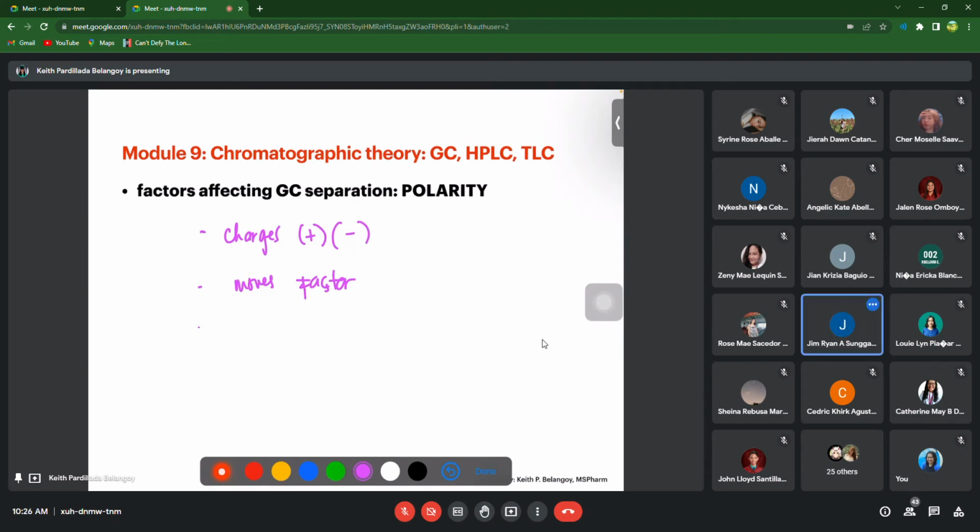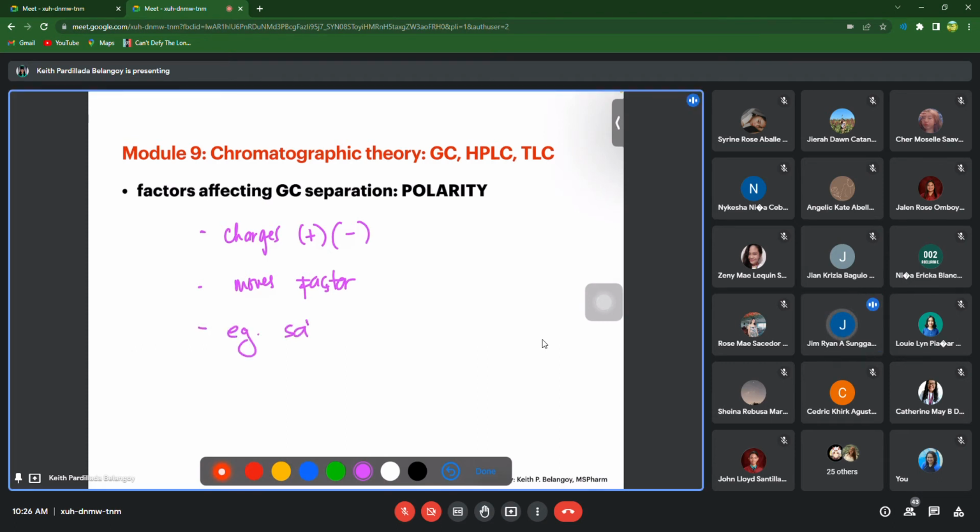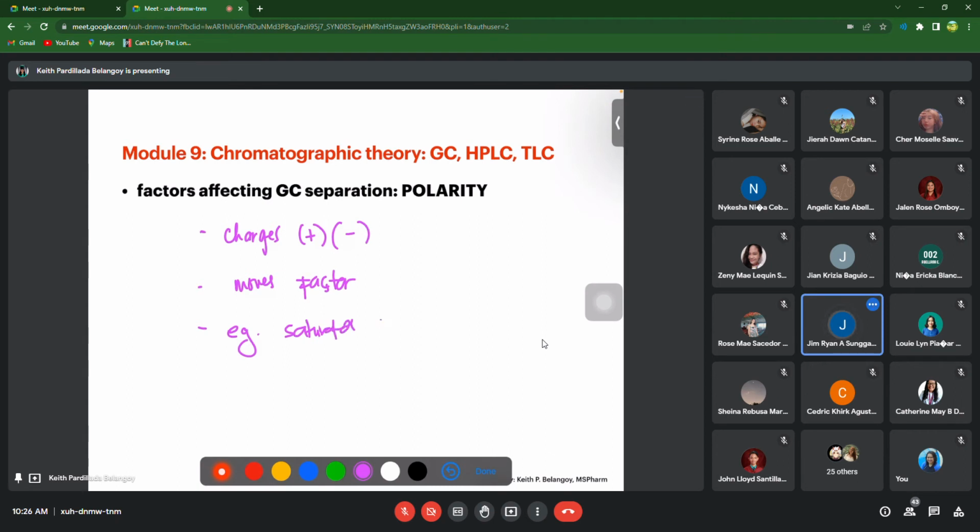Examples of nonpolar solutes are saturated hydrocarbons, olefinic hydrocarbons, and aromatic hydrocarbons. Those with weak intermediate polarity, the examples are ether, ketones, and aldehydes. Alcohol, carboxylic acid, and phenols have strong intermediate polarity. And lastly, polyhydroalcohols, amino alcohols, and hydroacid are strongly polar.